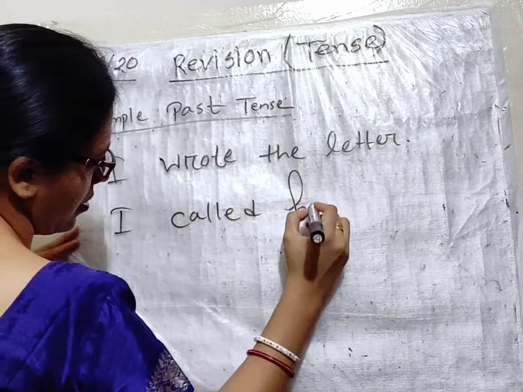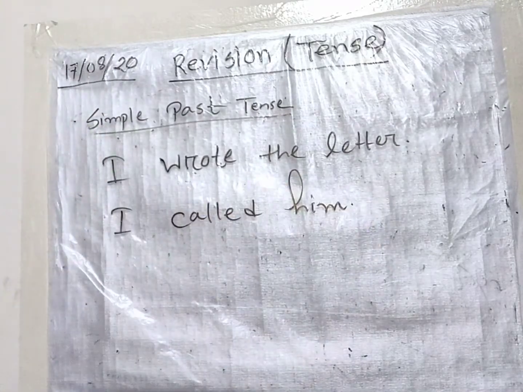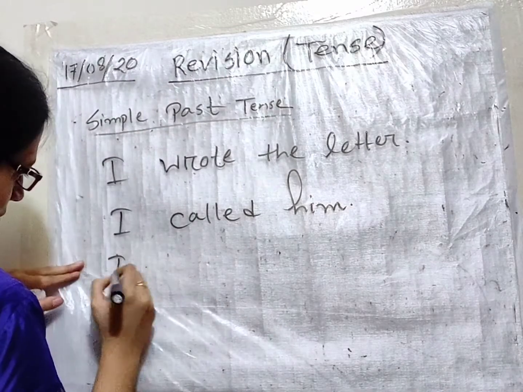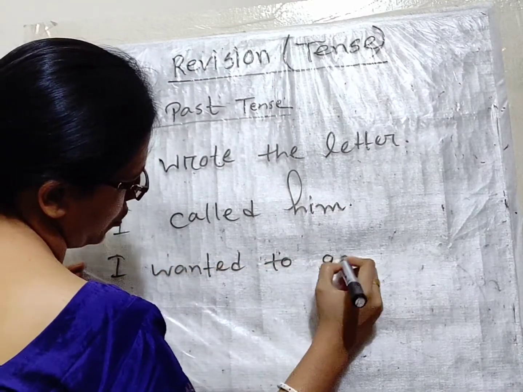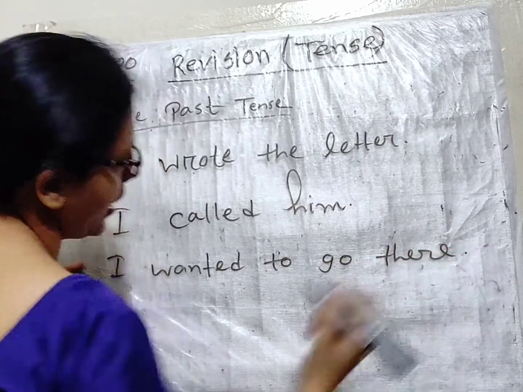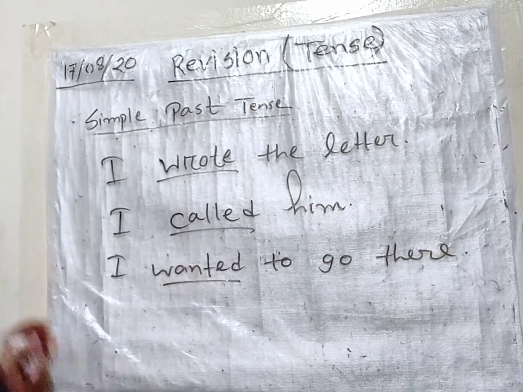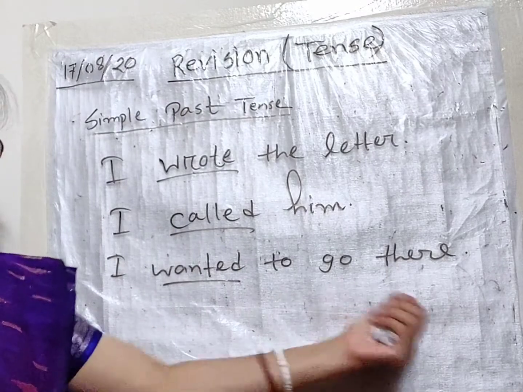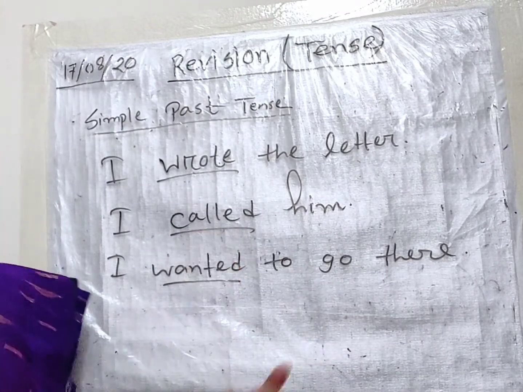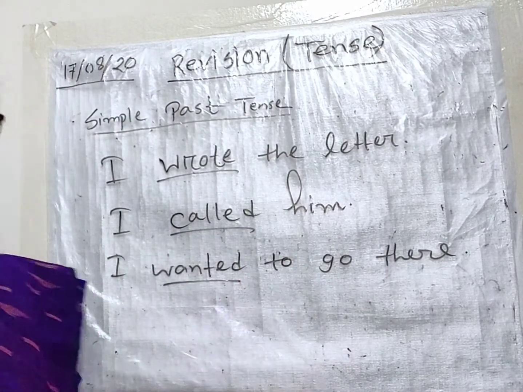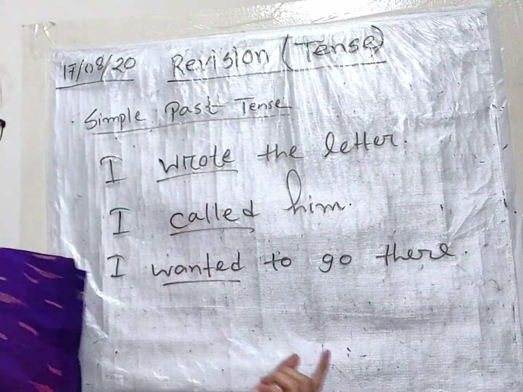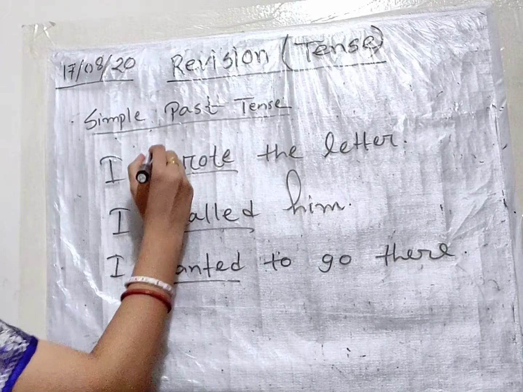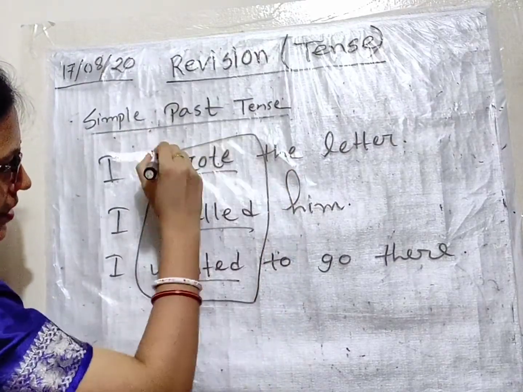And another example, I called him. I wanted to go there. Called is the past form of call, and wanted is the past form of want. So these are all examples of simple past tense, but you can see some differences among these three examples.